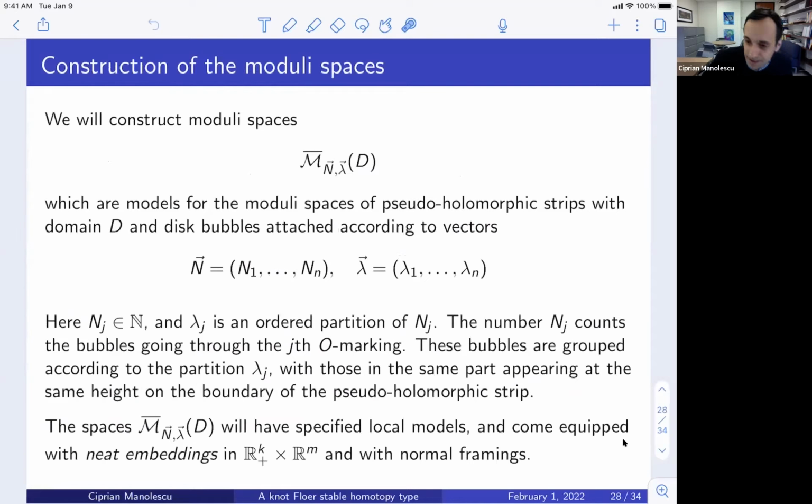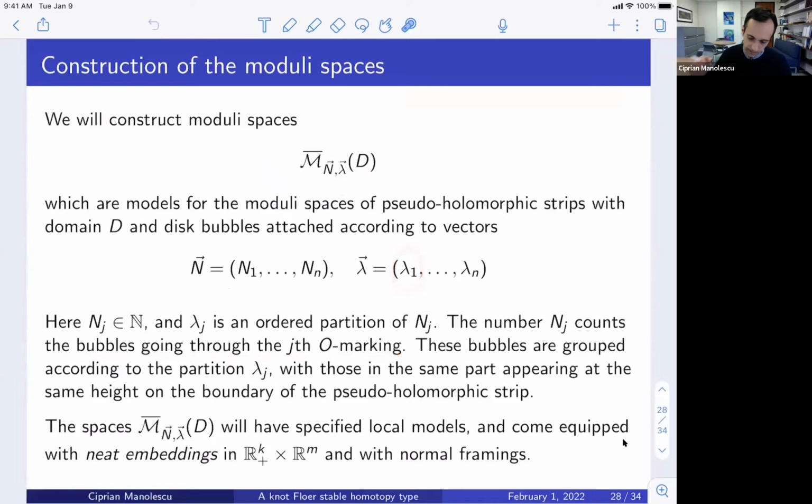Okay, so how are we going to construct them? You can try to construct them explicitly, as in the pictures I drew for small domains, but in general it's not going to be very explicit. It's going to be inductive, and this is similar to how it was done in Khovanov homology by Lipshitz and Sarkar. You do some induction on the dimension. So we want to construct moduli spaces associated to a domain D and also some number of bubbles. We keep track of them by these vectors of numbers N_i, where N_j counts the number of bubbles through the jth O marking. And the bubbles come grouped according to a partition.